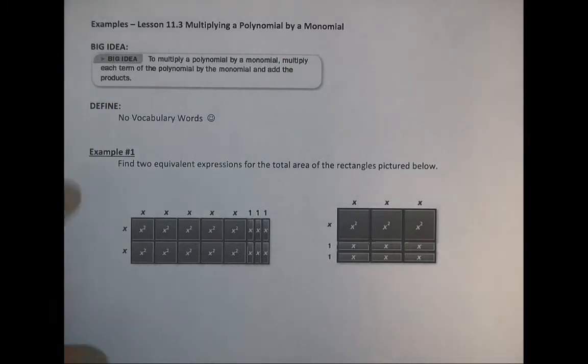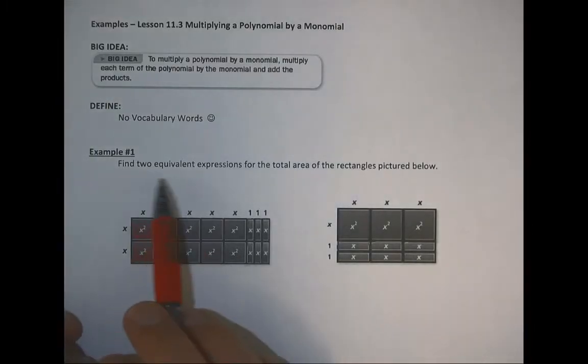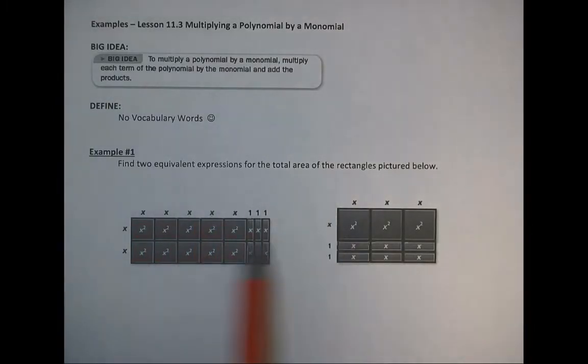So no definitions. Example number 1: find two equivalent expressions for the area of these rectangles pictured below. So we're looking at the big rectangles here and talking about area. Now we know the area of a rectangle is base times height, so that's one thing we can do, multiply the base times the height. We've been given some weird things here because our units are x and they're not an actual number, but we'll talk about that. We could also just add up everything that we've got here.